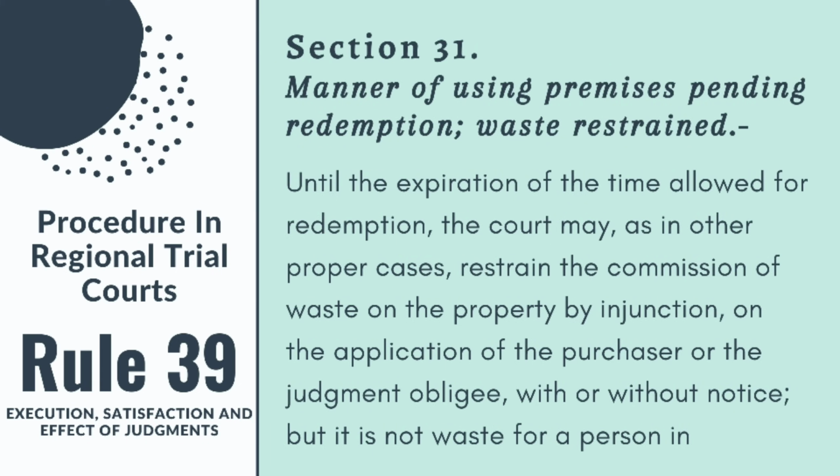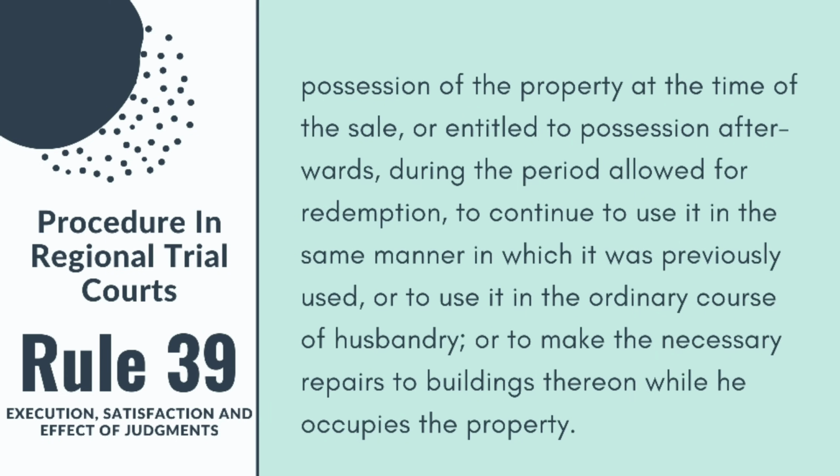Section 31. Manner of using premises pending redemption, waste restrained. Until the expiration of the time allowed for redemption, the court may, as in other proper cases, restrain the commission of waste on the property by injunction, on the application of the purchaser or the judgment obligee, with or without notice. But it is not waste for a person in possession of the property at the time of the sale, or entitled to possession afterwards, during the period allowed for redemption, to continue to use it in the same manner in which it was previously used, or to use it in the ordinary course of husbandry, or to make the necessary repairs to buildings thereon, while he occupies the property.